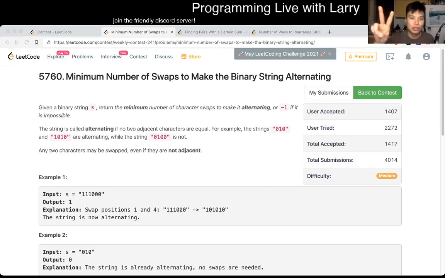This is me going with Q2 of the weekly contest 241. Minimum number of swaps to make the binary string alternating. To be honest, I totally misread this problem.